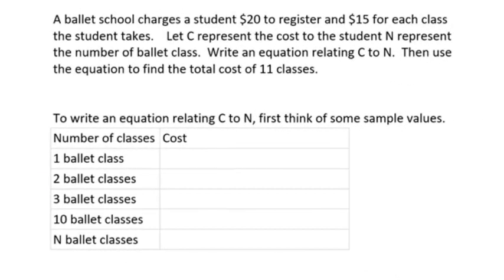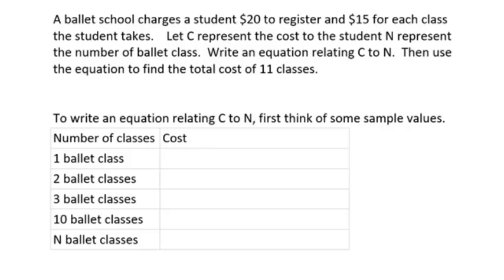We are told that a ballet school charges a student $20 to register and $15 for each class the student takes. Let C be the variable representing the cost to the student and N represent the number of ballet classes. We're going to write an equation relating C, the cost, to N, the number of classes. And then we're going to use that equation to find the total cost of 11 classes.